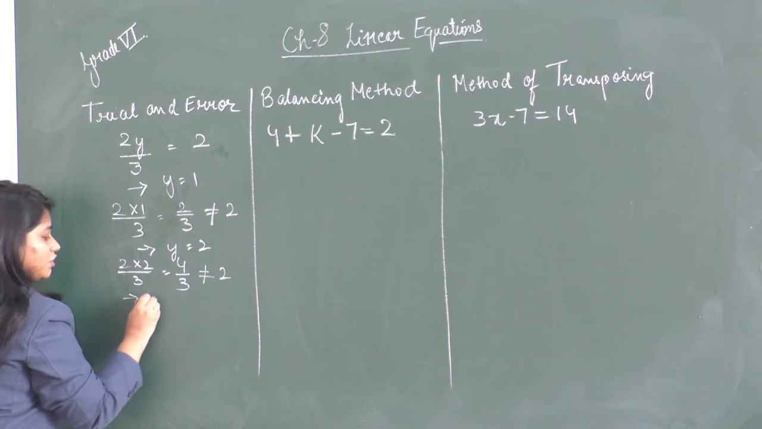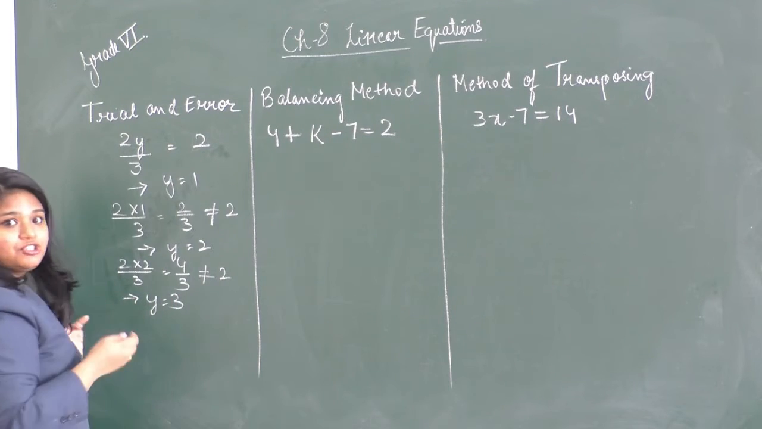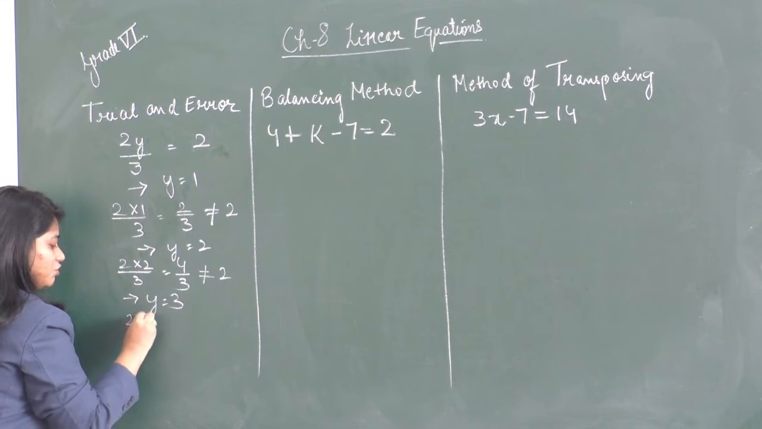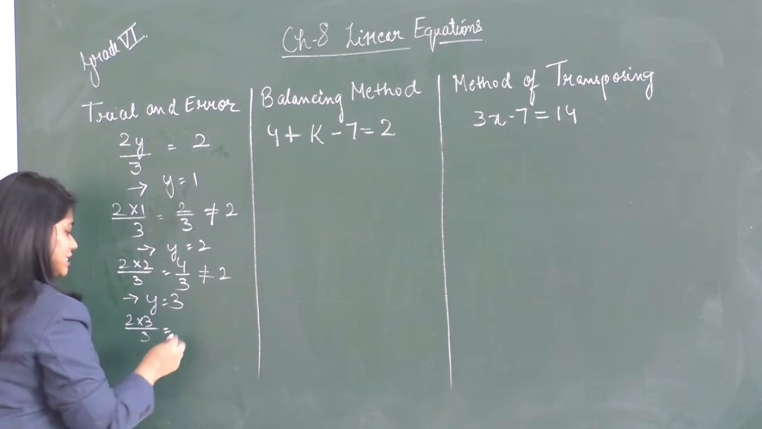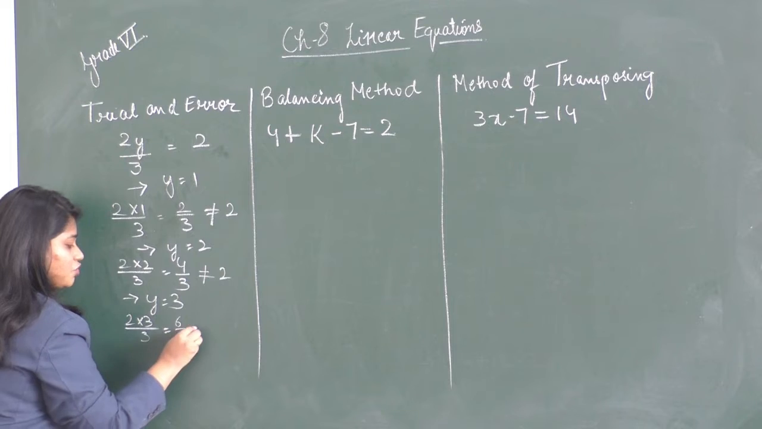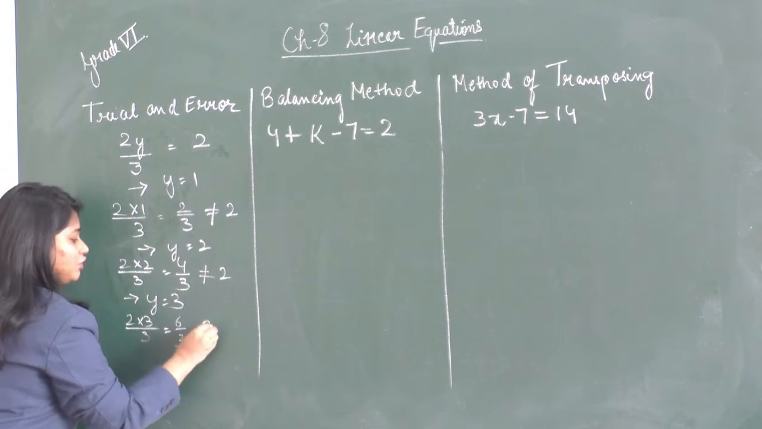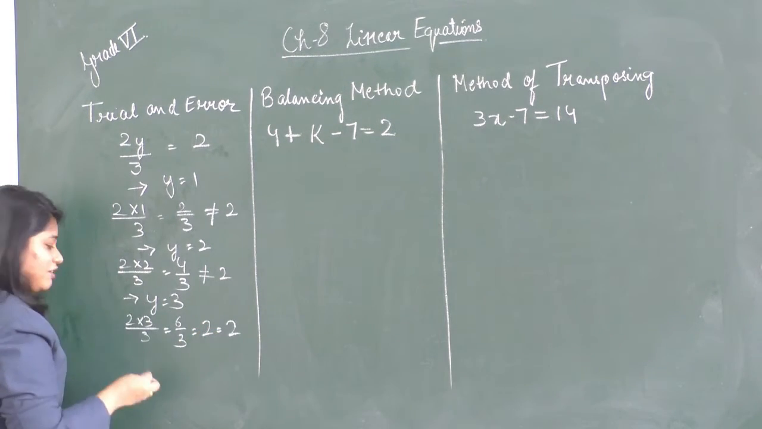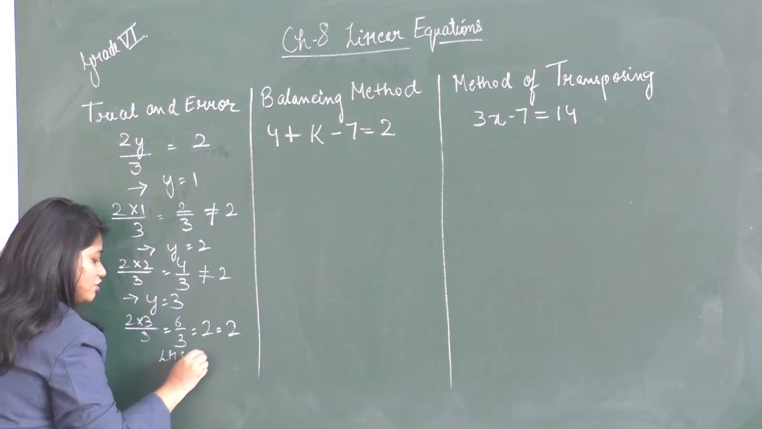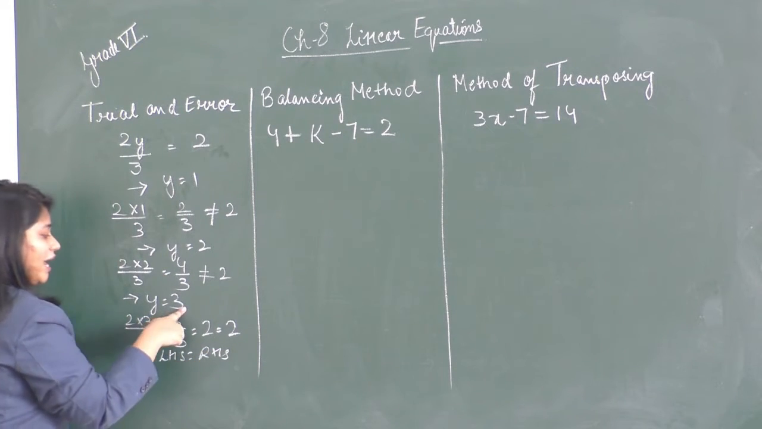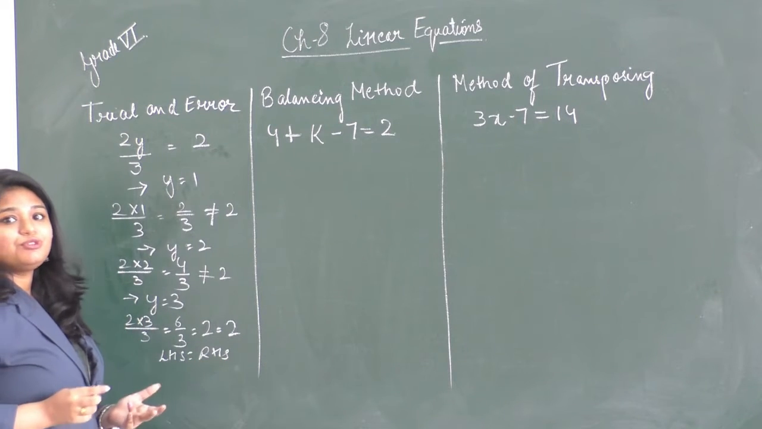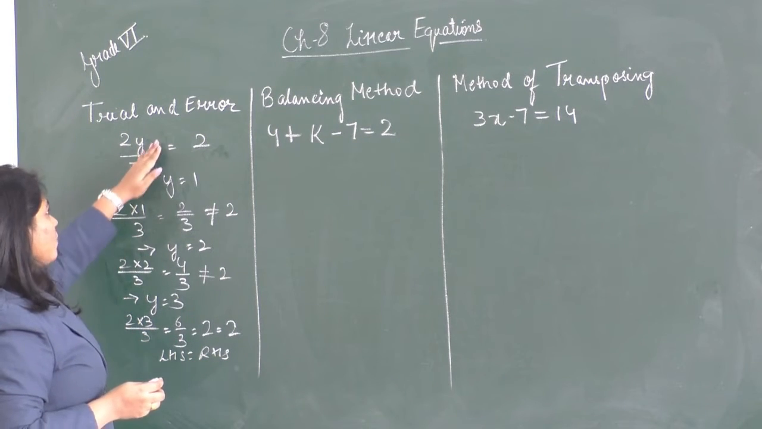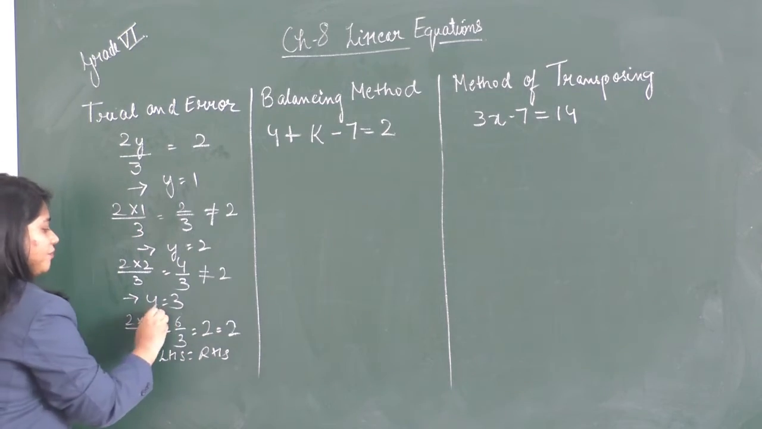Now let's substitute the value of y as 3. So 2 into 3 upon 3, that is 2 into 3 is 6. So 6 upon 3. So when you cancel it, you get 2, which is equal to the RHS. So when y is equal to 3, the LHS is equal to RHS. So the root of the equation is y equals 3.